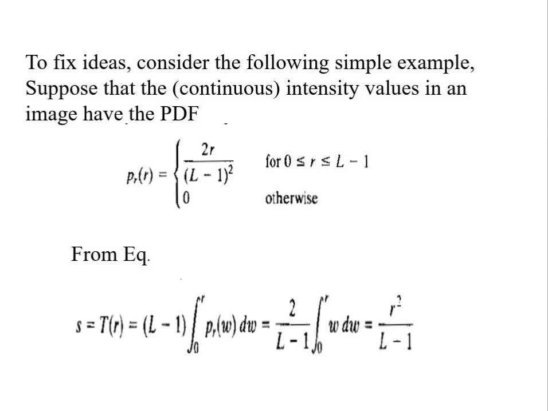Suppose that the continuous intensity values in an image have the PDF, that is probability density function, p_r(r) equal to 2r upon (L minus 1) squared for r lying between 0 and L minus 1, and 0 otherwise. From the equation we have already discussed above, s is equal to T(r) is equal to (L minus 1) times the integration from 0 to r of p_r(w) dw, which is equal to 2 upon (L minus 1) times the integration from 0 to r of w dw, which is equal to r squared upon L minus 1.